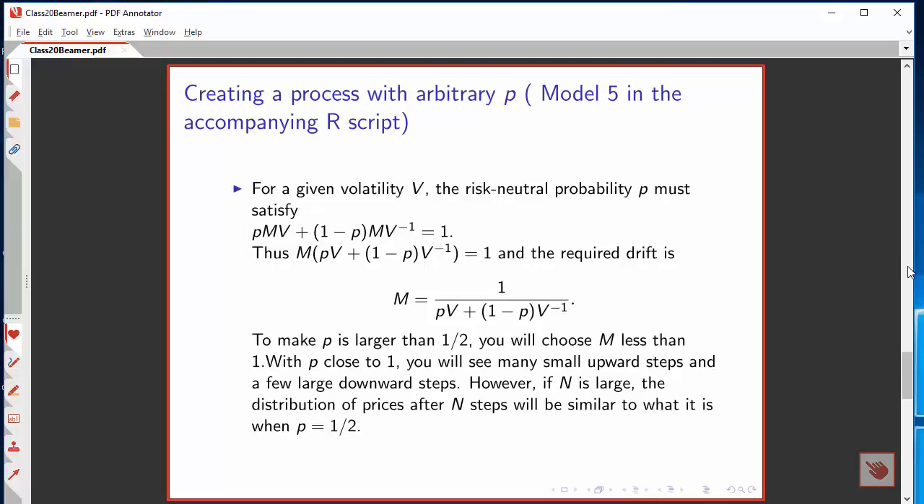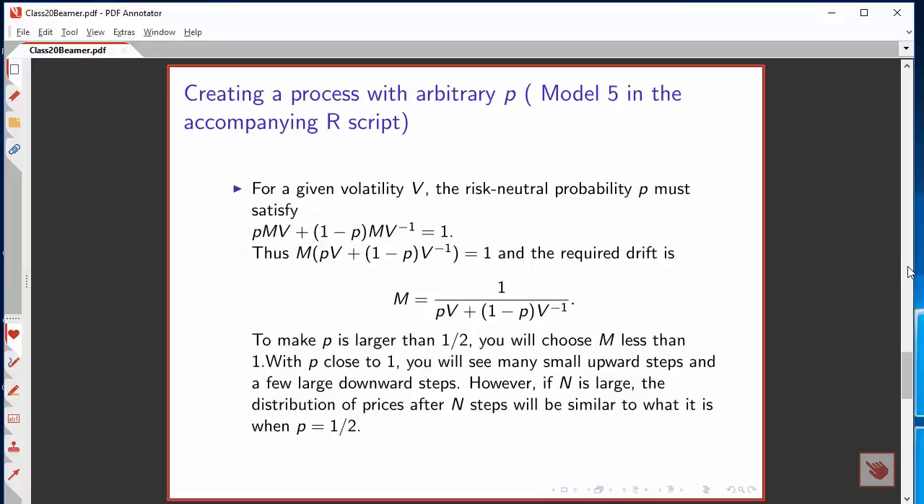We can pick a volatility, and we know that the risk-neutral probability has to satisfy the usual equation that the probability of going up times the factor by which you go up, mv, plus the probability of going down, 1 minus p, times the factor by which you multiply if you go down, m times v inverse, has to equal 1.